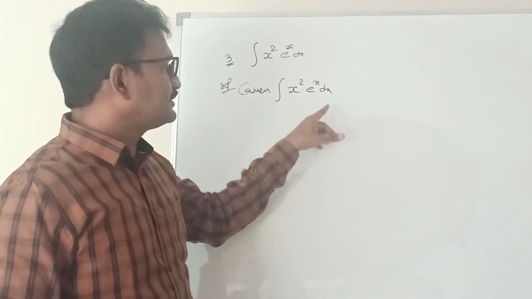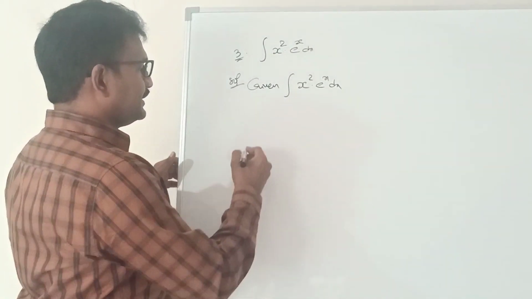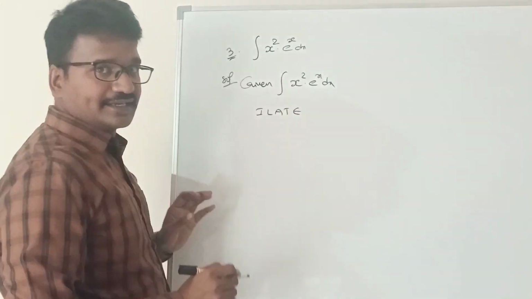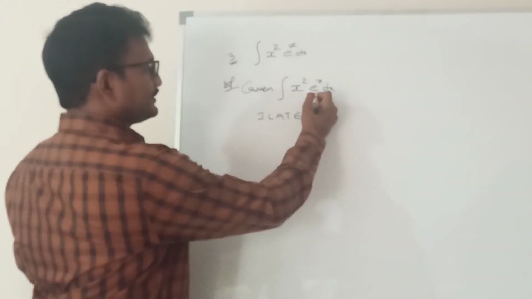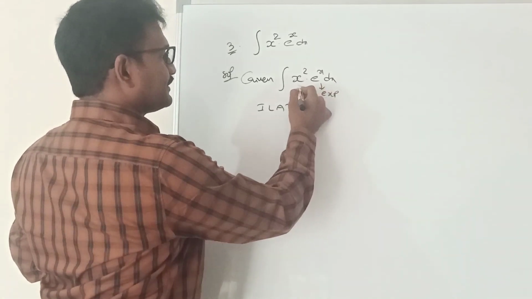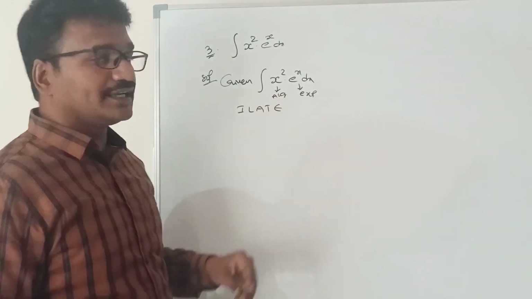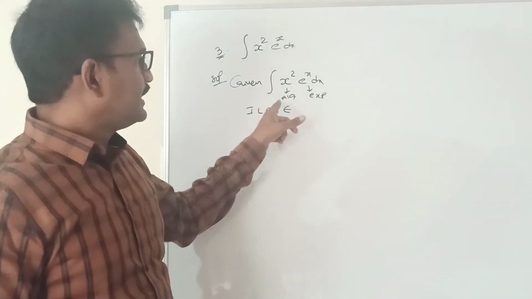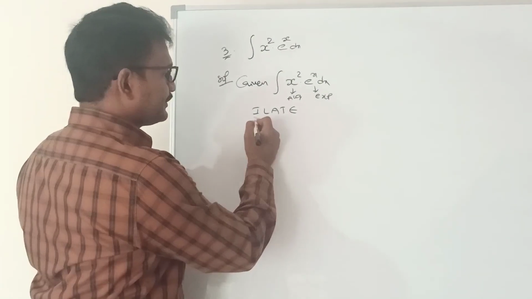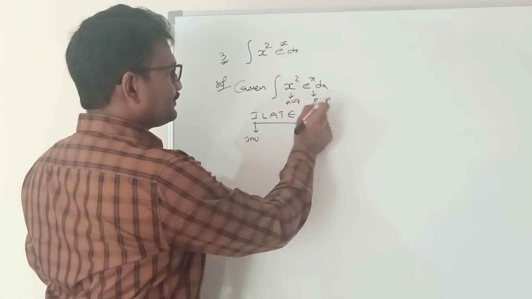So which function among these two functions is f of x, and which function is g of x? It depends on the ILATE rule. According to ILATE rule, we will select the given functions. Here e power x is an exponential function and x square is an algebraic function. So in the given two functions, one is algebraic and the second one is exponential. Among these two, which is f of x and which is g of x, according to the ILATE rule, first check whether an inverse function is there in the given two functions or not.